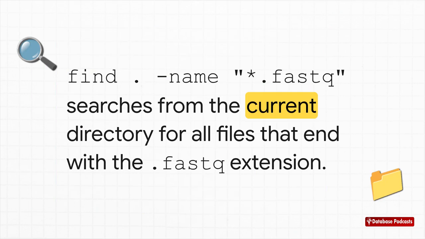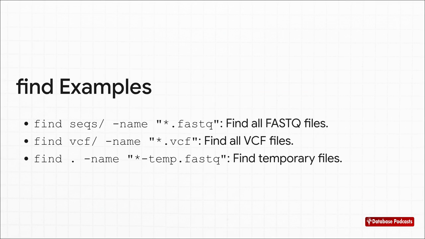Okay, let's look at a super simple example. Now, this command might seem basic, but it's doing a ton of work for you. find . that just means start searching right here in the current directory. Then, -name tells it we're looking for a specific name pattern. And that star is a wildcard. So *.fastq is going to match any file that ends with the .fastq extension. So with one simple line, you're telling it to go find every single fastq file here and in every subdirectory below. Pretty cool.